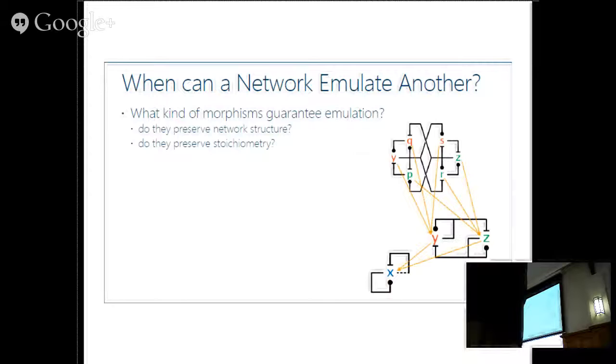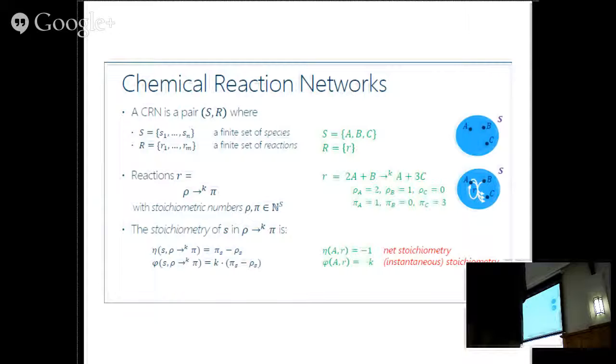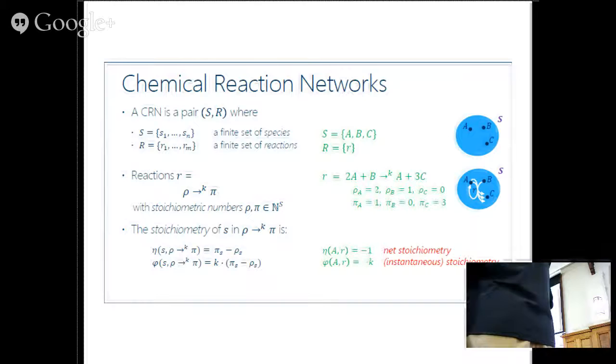So now I'll go to a little bit of math. What is a chemical reaction network? It's a finite set of species and a finite set of reactions. For example, you have species A, B, C, and a reaction R, which is one reaction in this case. And a reaction R is written in this style, 2A plus B goes, with rate k, to A plus 3C, and so you can kind of draw it like that.